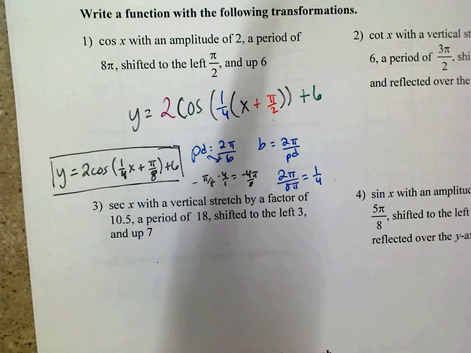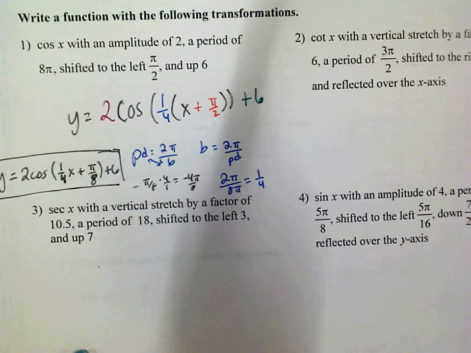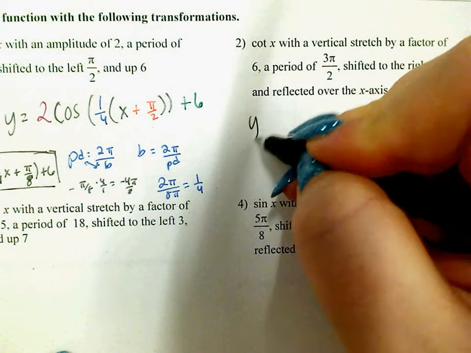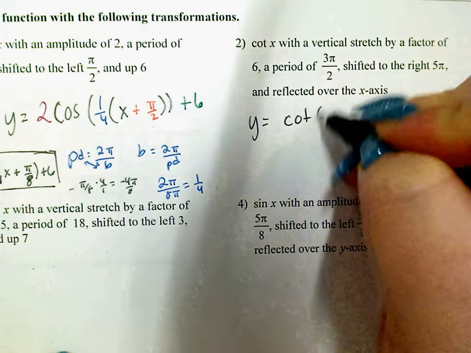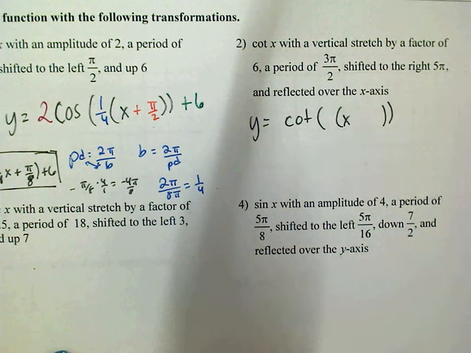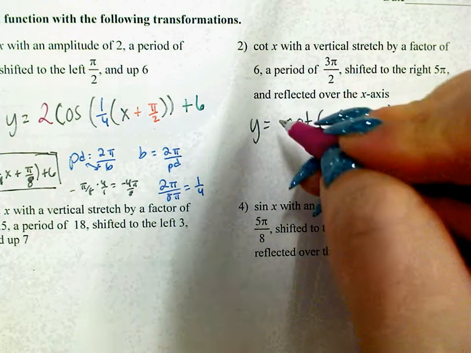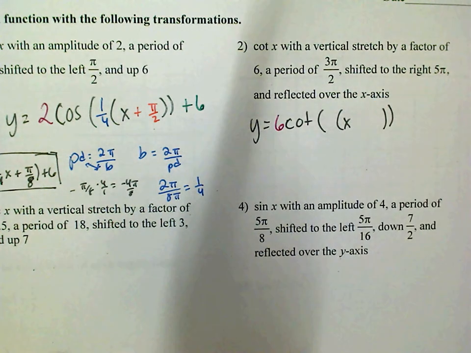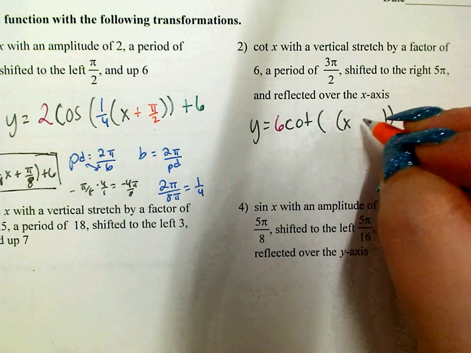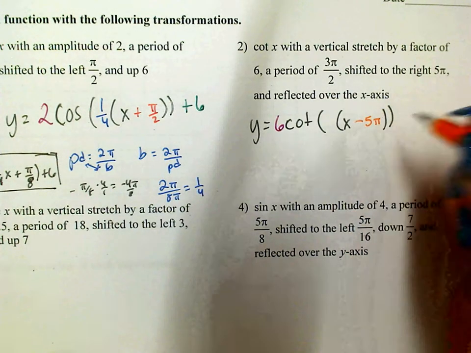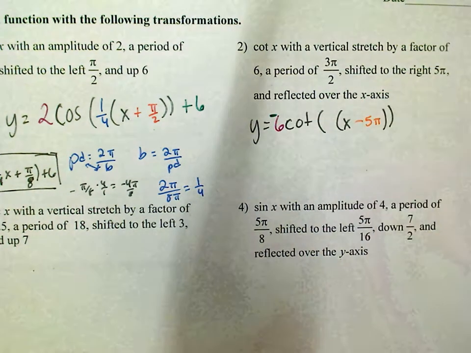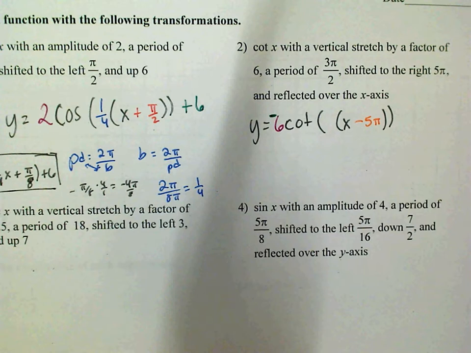Alright, number 2. I'm supposed to write a cotangent wave, so y equals cotangent, with a vertical stretch by a factor of 6, so that means a 6 out front. A period of 3 pi over 2, I'll figure that out in a second, shifted to the right 5 pi, so that means it's going to be minus 5 pi on the interior. Reflected over the x-axis is actually a negative out front. There's no shift up or down, so I just have to figure out the period.